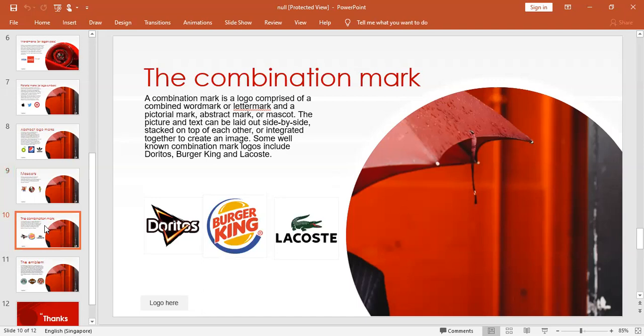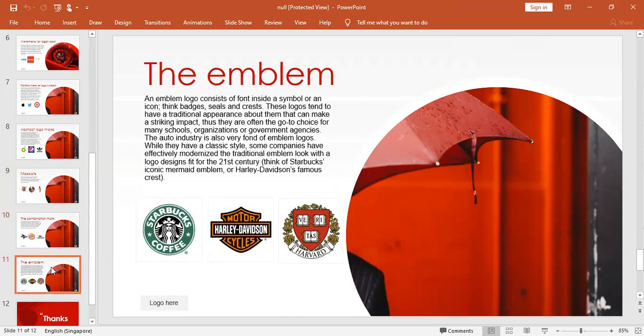And then the combinational. When it comes to a combinational mark or combinational logo, we'll be attaching the name inside of the logo or closer to the illustration or logo. So that is what the combinational is. I will share, if it is possible, the presentation slides, so you can go through that.